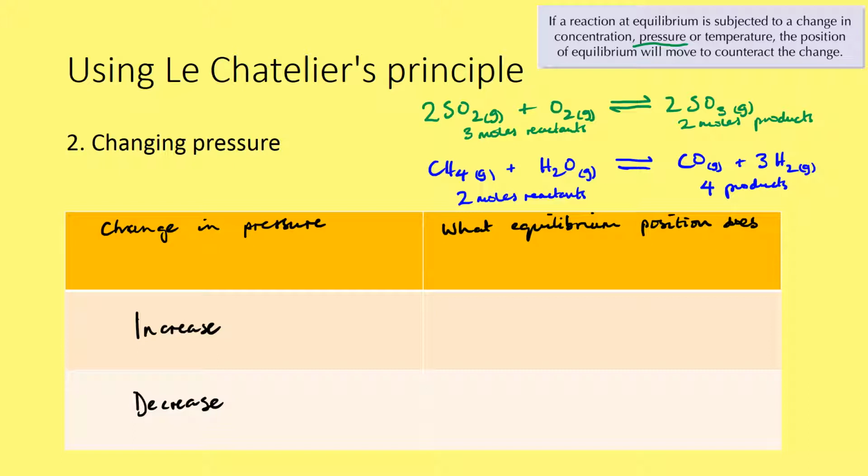Okay, so let's switch to green and we'll deal with the sulfur dioxide reaction first. Let's deal with it generically. So when we increase the pressure of a gaseous equilibrium, then what the equilibrium position wants to do in principle is it wants to make fewer molecules.